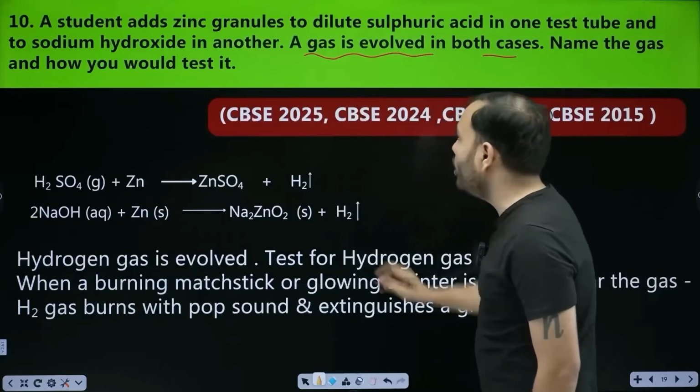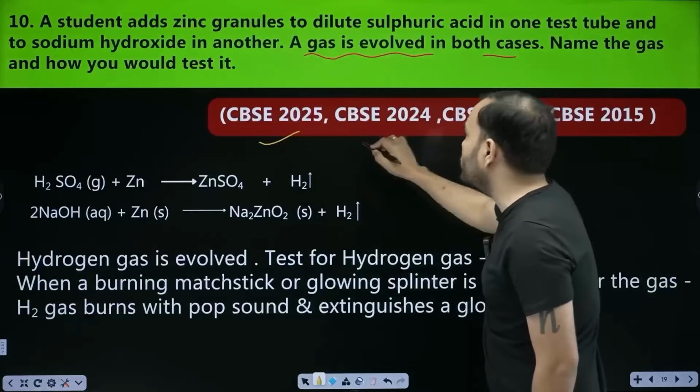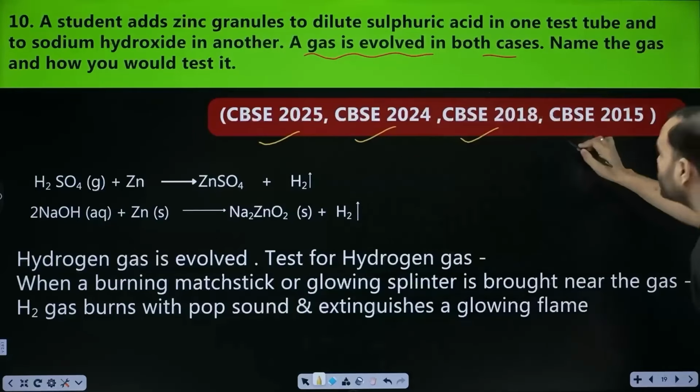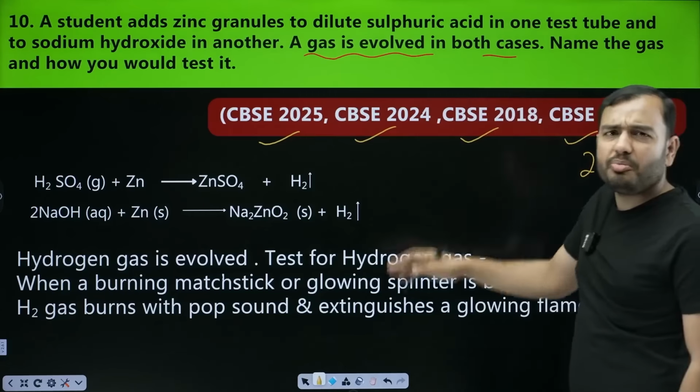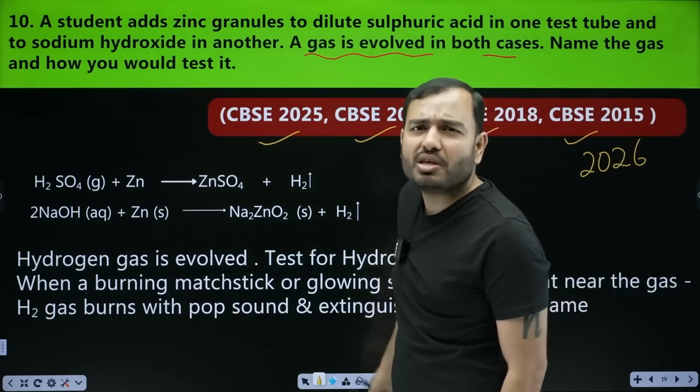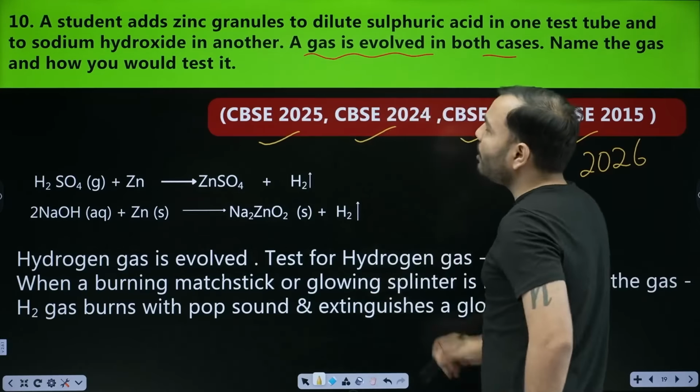Now look at this question. It contains CBSE 2025, 2024, 2018, 2015. Now it might come in 2026. How many times it has been repeated? How can the question come beyond this note? What is it saying?